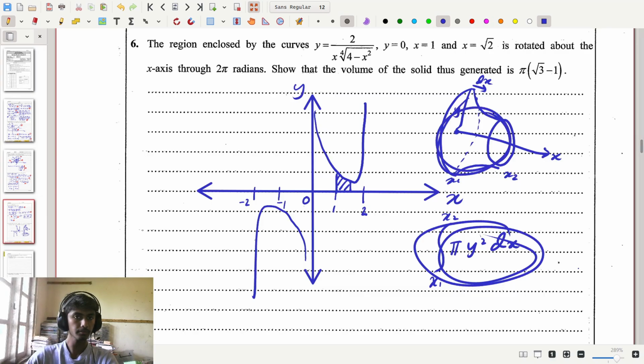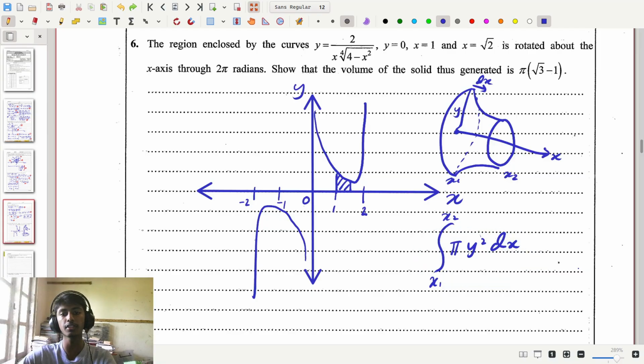And if we take this integral, the value of this integral is going to be equal to the volume of this shape. Now for this particular situation, we can see the starting value x1 is x equals 1, which is this point right here, and the ending value x2 is going to be x equals root 2, which is this point right here. And therefore we need to integrate from x equals 1 up to x equals root 2.